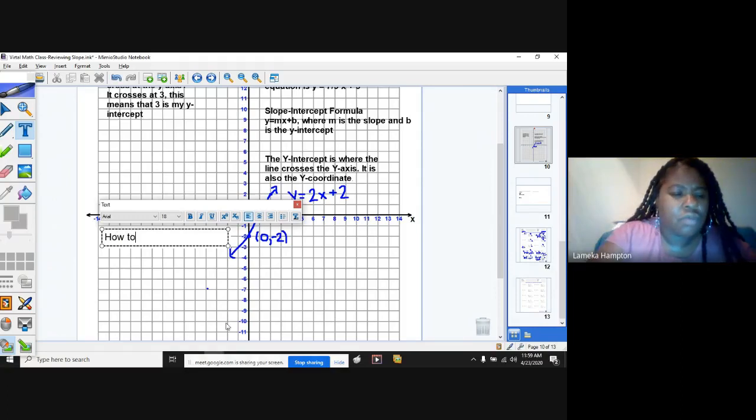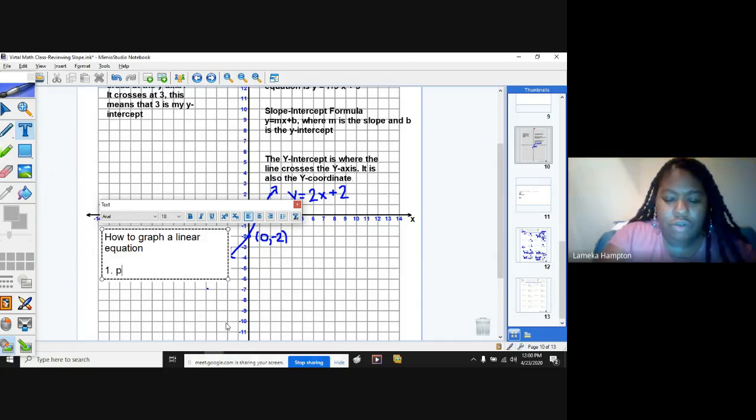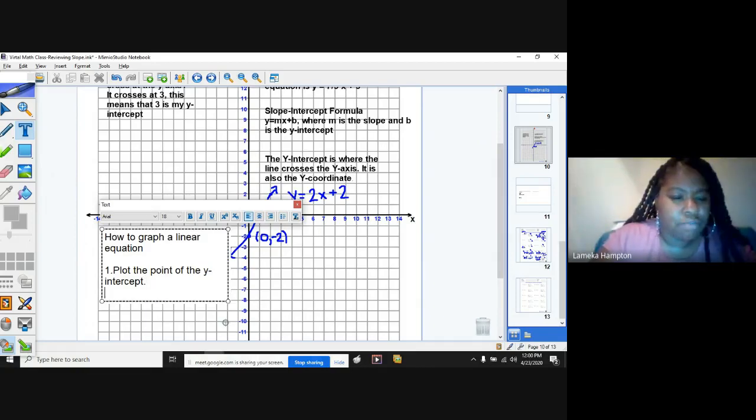How to graph a linear equation. So the first thing you want to do is plot the point of the y-intercept. So that's what we did. We plotted the point of the y-intercept. And that's my alarm letting me know that it's time to be out. All right. And step 2.